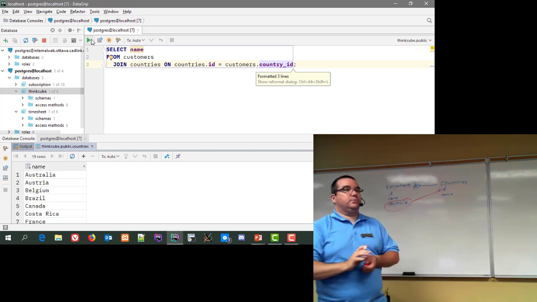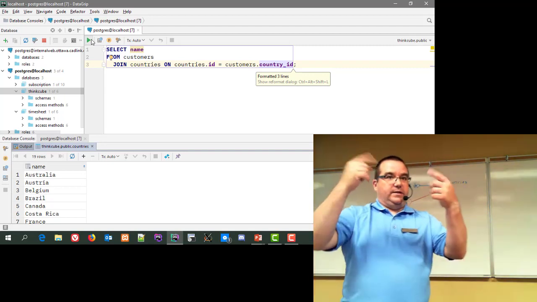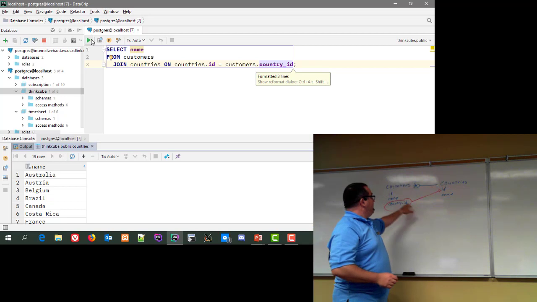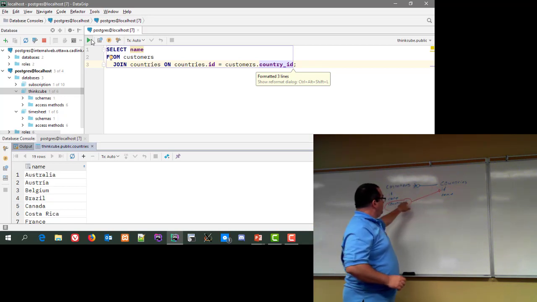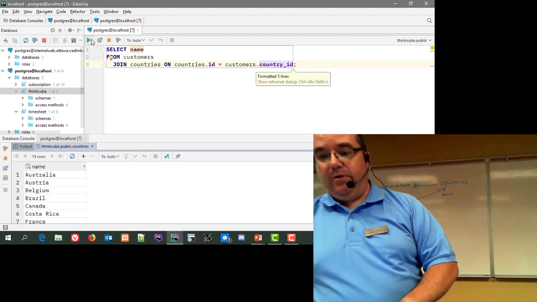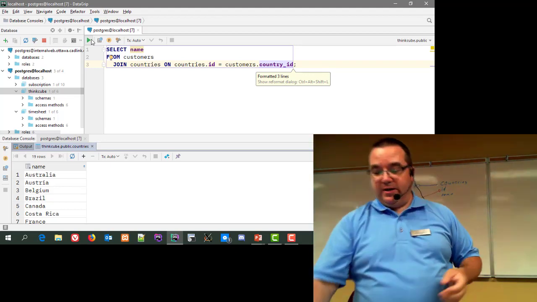That's the connection. When you look at a diagram, you'll see the connections, and that's why the naming convention is so important, because it allows you to derive where it's coming from. Now, I'm going to run this. I'm going to get an error. I will show you guys the error.